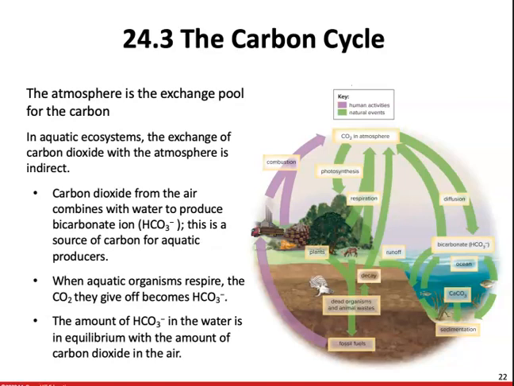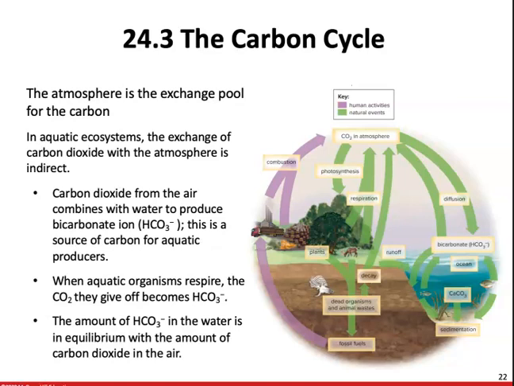The carbon cycle is where the atmosphere is going to act as an exchange pool for the carbon cycle. Organisms in both terrestrial and aquatic ecosystems can exchange carbon dioxide with the atmosphere. On land, plants are going to take up carbon dioxide from the air. Through photosynthesis, they're going to incorporate that carbon into nutrients used by autotrophs and heterotrophs.